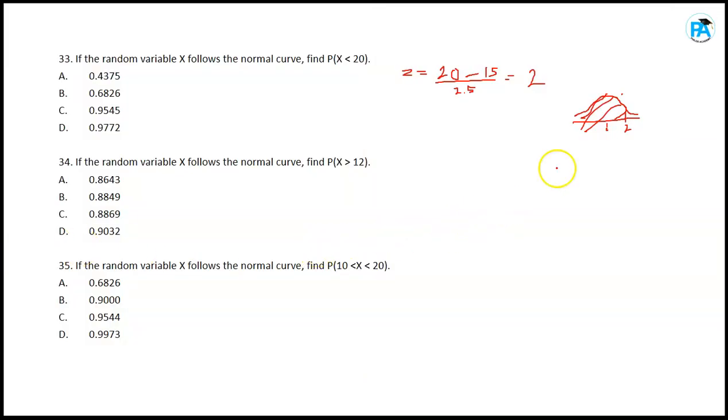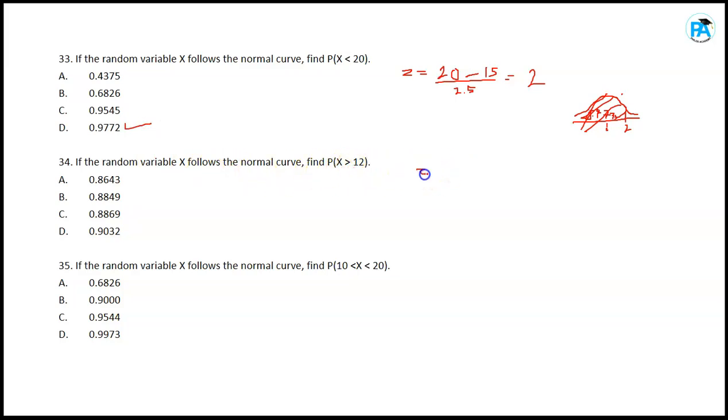0.9772. And I told you it means area to the left, isn't it? So we've gotten the area to the left straightforward, and in this question we needed the left also. So it gives us 0.9772. And we are looking for the shaded portion, and the shaded portion is already the left, which is 0.9772. So you just pick it straight. The answer is D.